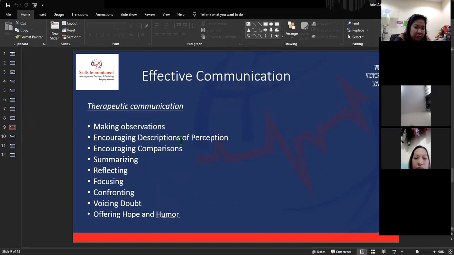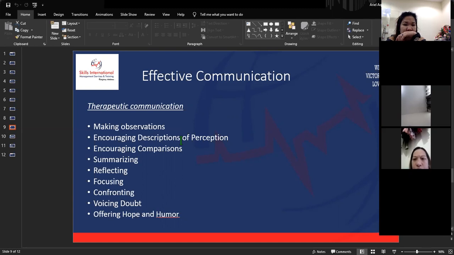Next is making observation. So while talking to the patient, you should also be observant with their gestures. Like you can say it kasi minsan, like if the patient is not being honest, you can see it with their action or the way they talk. So you should make observations on that. Like giving medicine, they can just say that, yes, nainom ko na. But you have to observe, maybe tinago lang nila under the pillow or they just throw it somewhere. You should be observant.